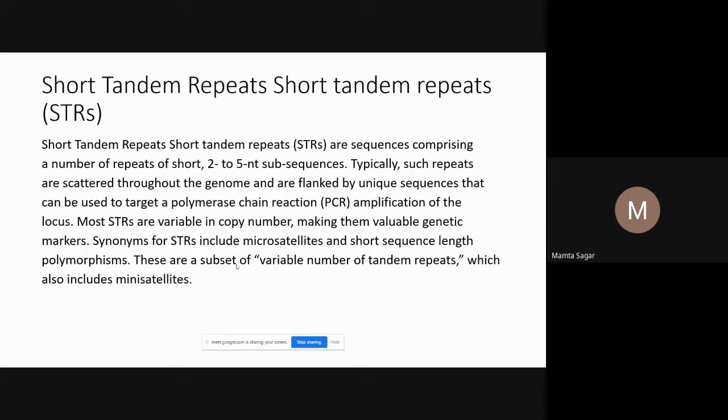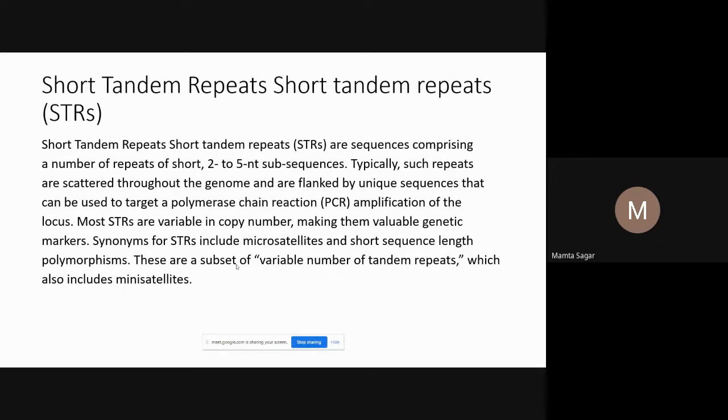Short sequence length polymorphism. So these are all kind of the STR, microsatellite and minisatellite. These are the subset of variable number of tandem repeats, which also include minisatellites. The sizes of the minisatellite repeats are more than 100 base pairs. The repetition pattern is more.